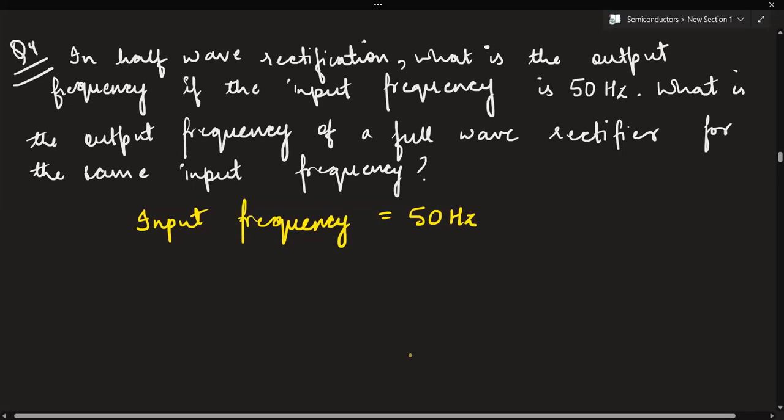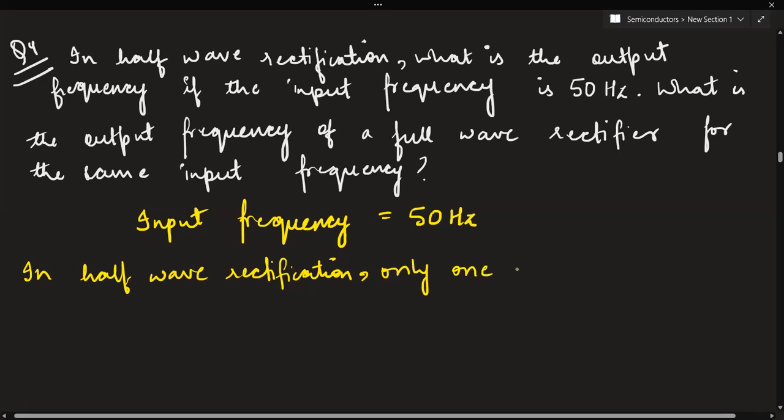Now see, in case of half wave rectification, only one ripple is obtained per cycle of the output. Let me write this. Only one ripple, or the curve of the graph. We have plotted the graph as well. So this is only obtained per cycle of the output.